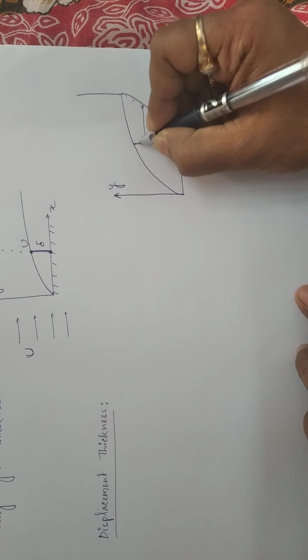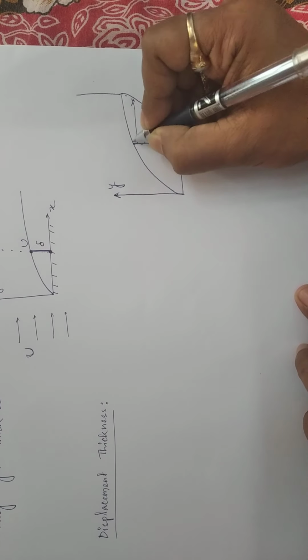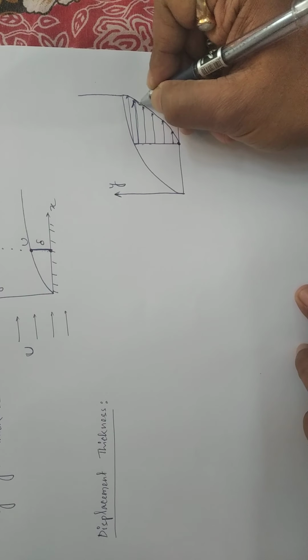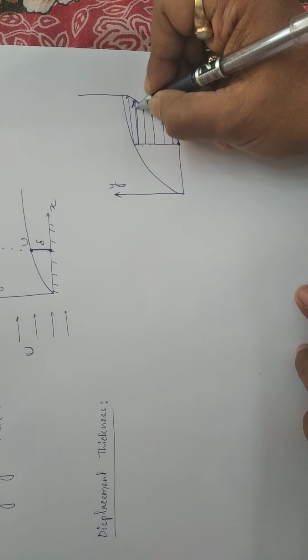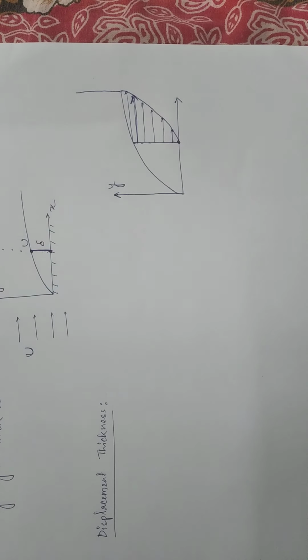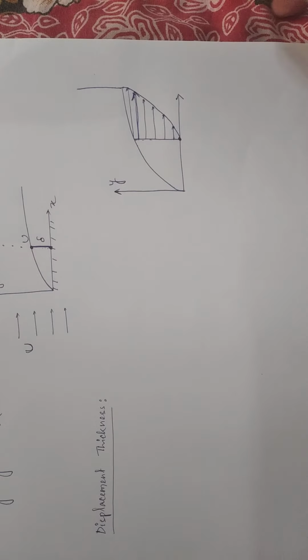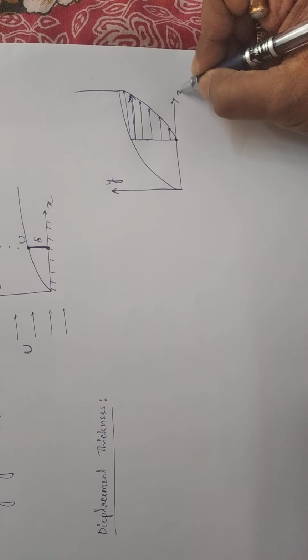Okay, this is the property of the boundary layer, and this concept of the boundary layer was established in 1905 by Ludwig Prandtl. So it is also known as the Prandtl boundary layer theory. So this is the real case.